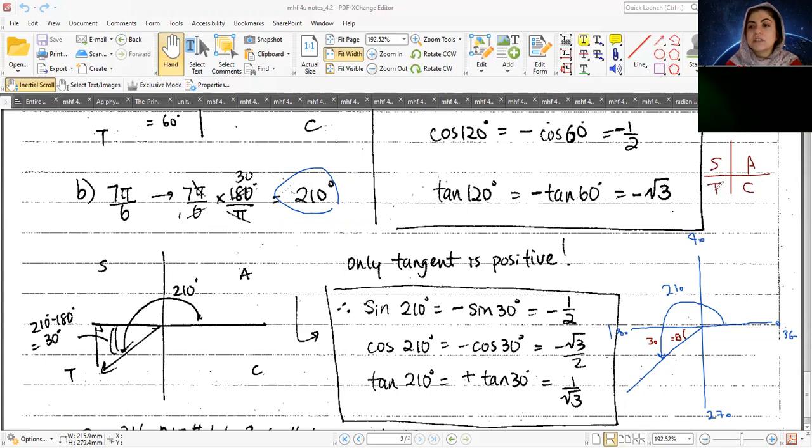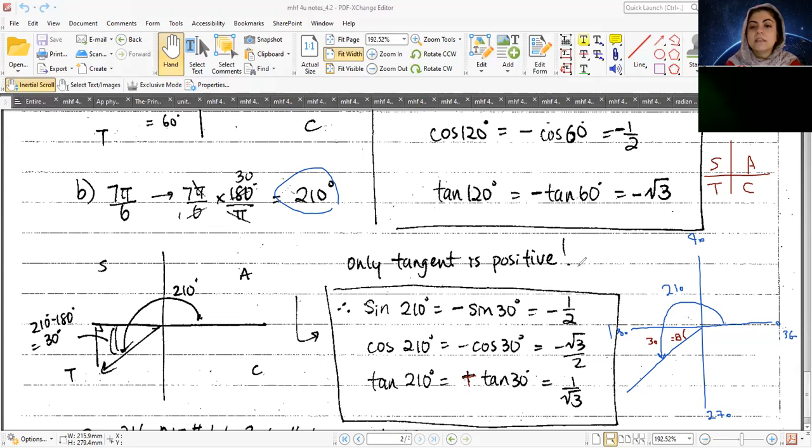Here, just tangent is positive. Everything else is going to be negative. So of course, it's going to be negative sine of 30. Cosine of 210 is equal to cosine of 30. Again, it should be negative because in this quadrant just tan is positive. Tan 210 is tan 30, here positive. In the third quadrant, again, tan is positive. Now, sine 30, cosine 30, tan 30.